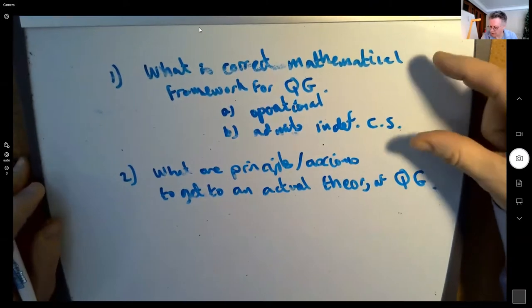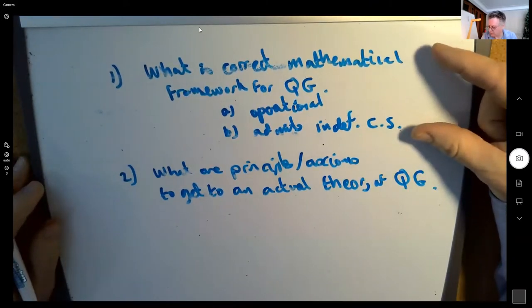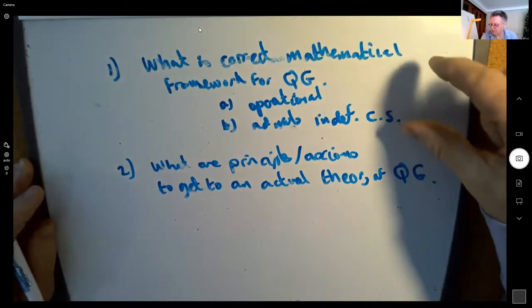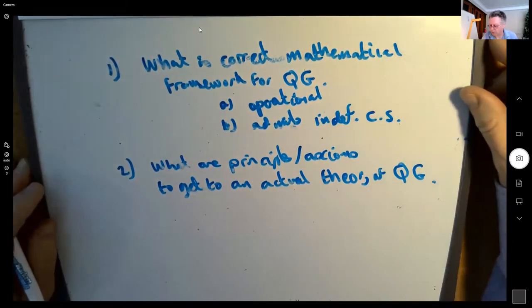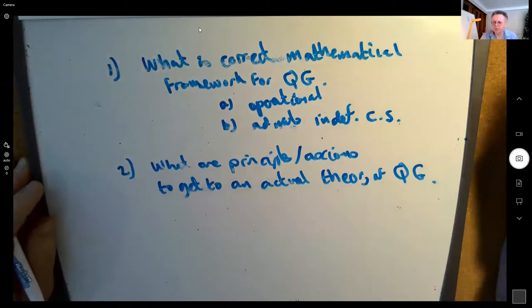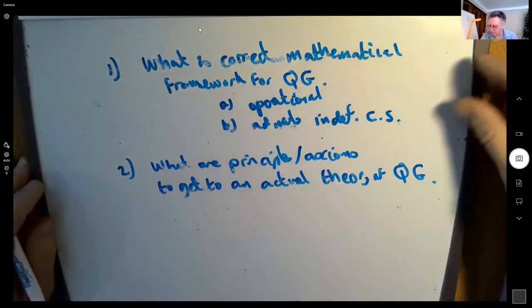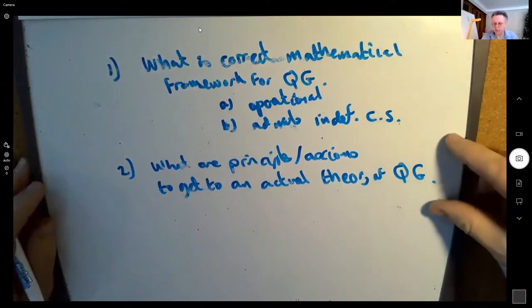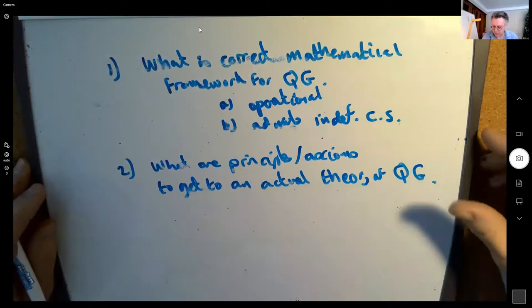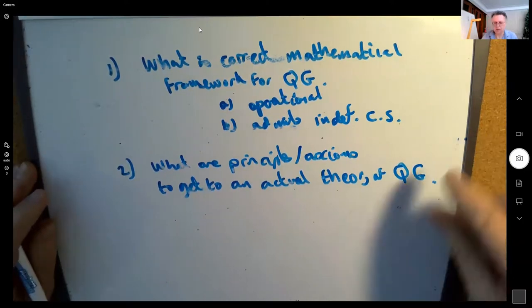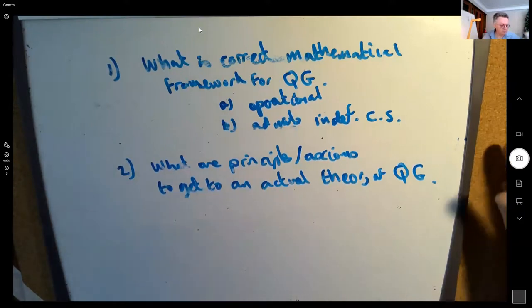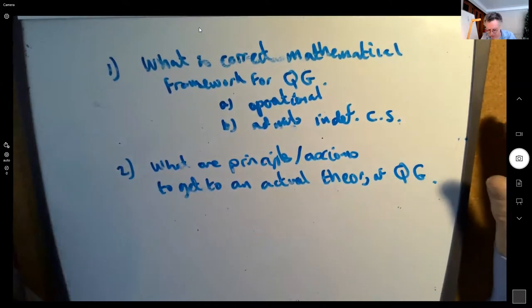So the analogous questions, in the case of general relativity: Einstein had to find the mathematical framework consisting of manifolds and tensors living on manifolds and so on. And within that framework, he was then able to use the equivalence principle and other principles to get down to the particular equation that he was looking for. So we can ask analogous questions in this case.